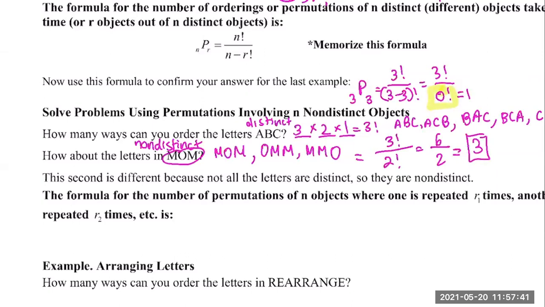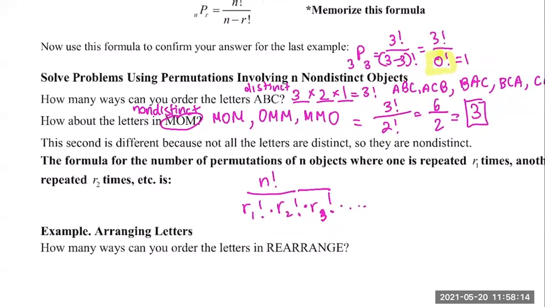The formula for this when there's non-distinct objects is you do a permutation, n factorial, but you divide by how many times each object is being repeated. R1 in this case was the number of times M was being repeated, so 2 factorial. But if there are other objects or letters being repeated, we continue to multiply by that object that's being repeated. So I just put R sub 3, and so on and so forth, by however many letters or objects are being repeated and how many times they're being repeated.